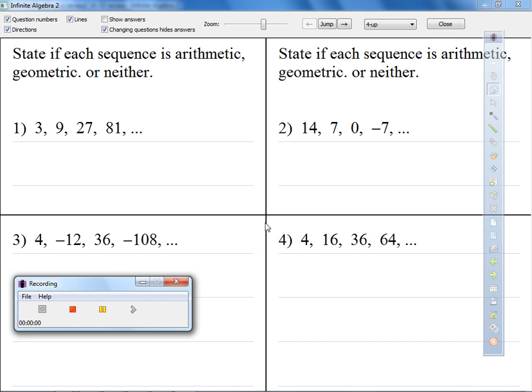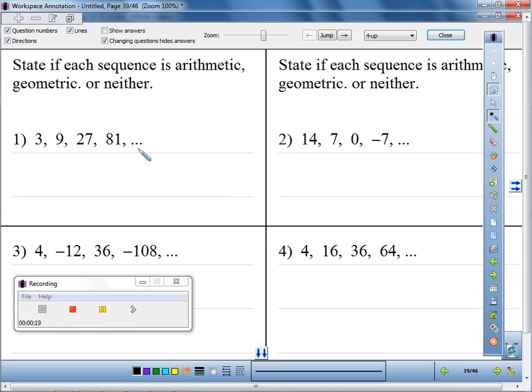Alright, in these four problems, we're going to find out if these sequences are arithmetic, geometric, or neither. Remember, if they're arithmetic, you can add either a positive or negative number to each term to get the next term. If they're geometric, you can multiply by a common ratio to get from one term to the next.